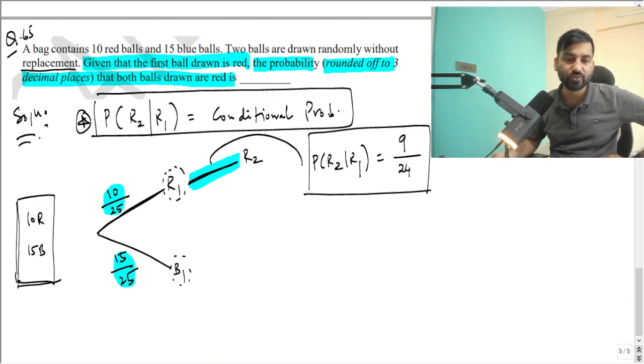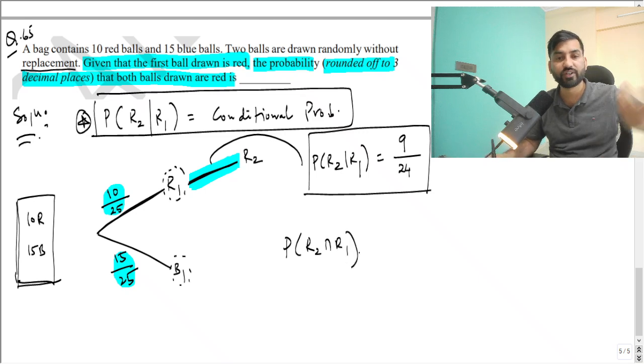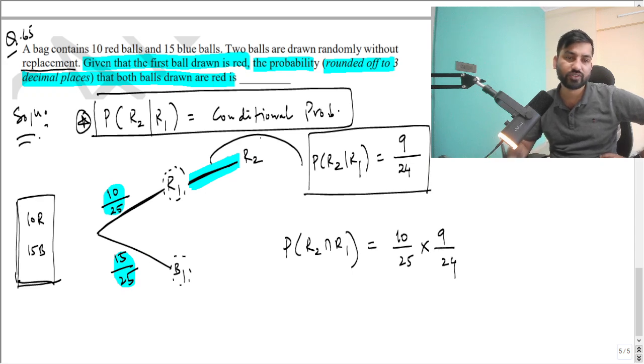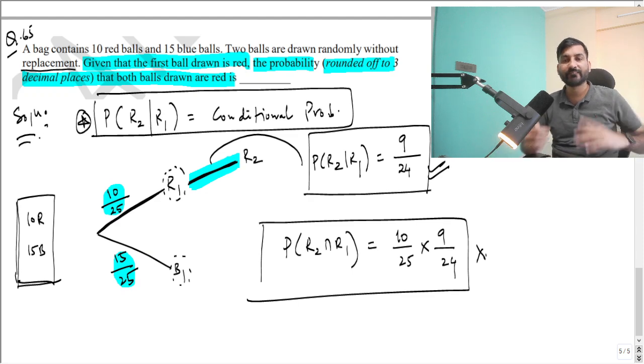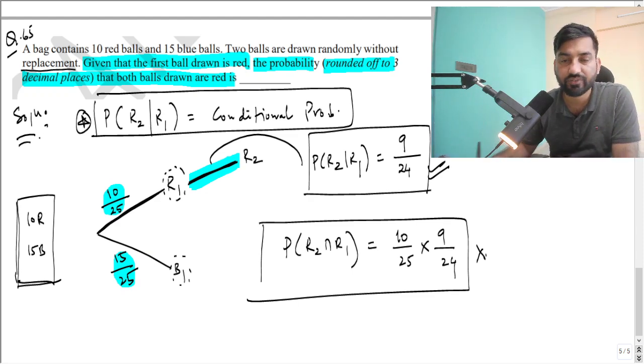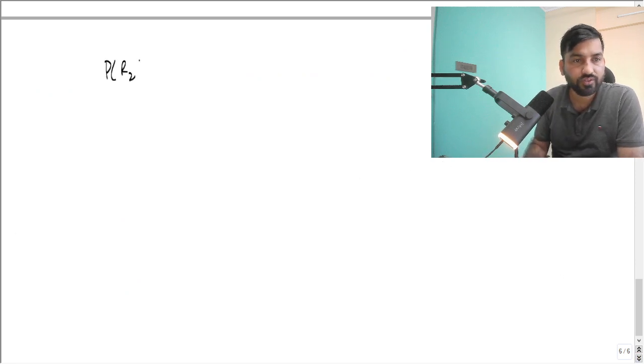But what many students will do here is they will try to compute the probability of R2 intersection R1, or you can say probability of R1 and R2. So what will be that probability? That will be 10 by 25 into 9 by 24. You have to just multiply this probability and this probability. But this is not what they are asking. They are asking this. So what is that? 9 by 24. Can we compute 9 by 24? Yes. So probability of R2 given R1.